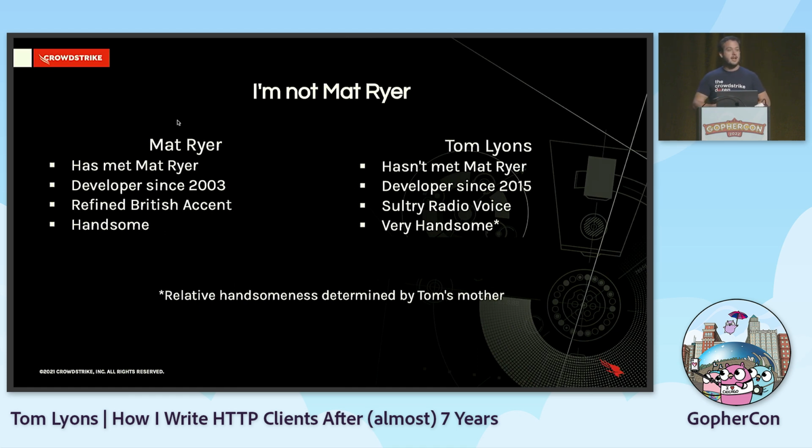My name's Tom Lyons. I'm not Mat Ryer. There was a talk a little while ago by Mat Ryer, and I stole the idea. So here we are. A little contrast between me and Matt. He has met Mat Ryer. I have not. He's a developer since 2006. I'm a youngin' still. I'm 2015. He has a refined British accent, whereas I have a smooth, sultry radio voice. He's handsome, but I am very handsome. Asterisk. All right. So the commonality between Matt and I is that we both have a talk based on an idea from Mat Ryer.